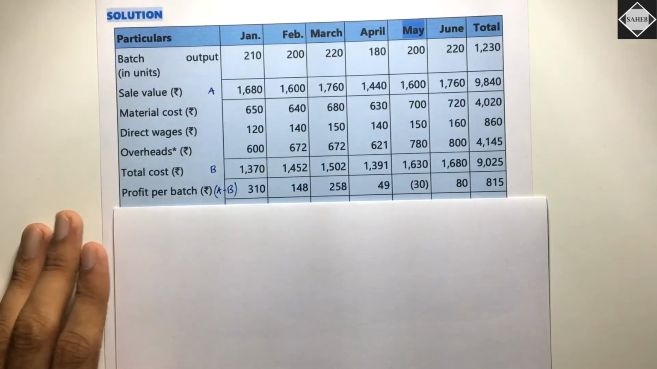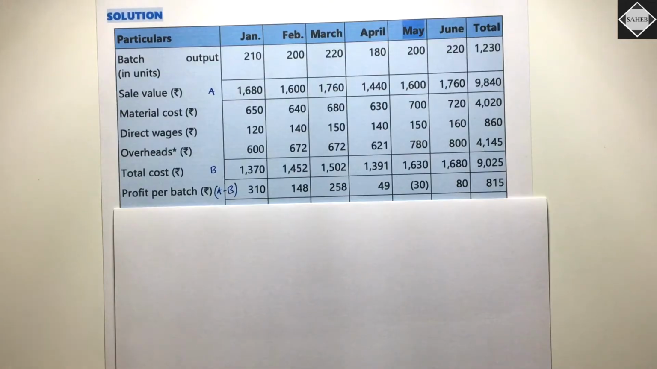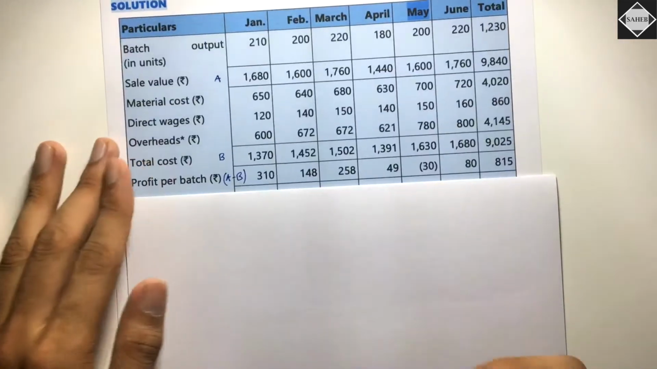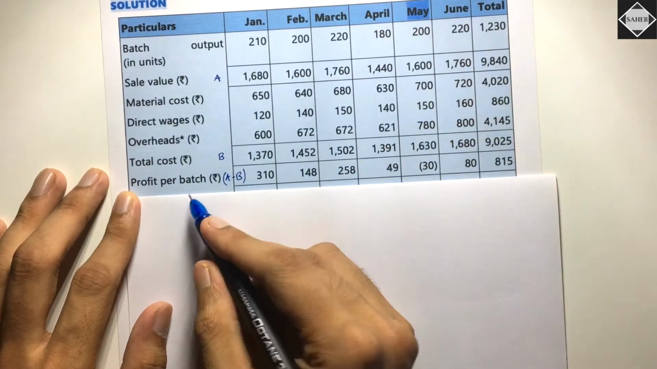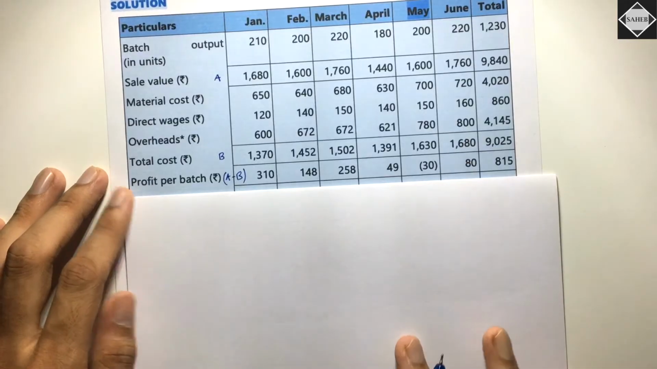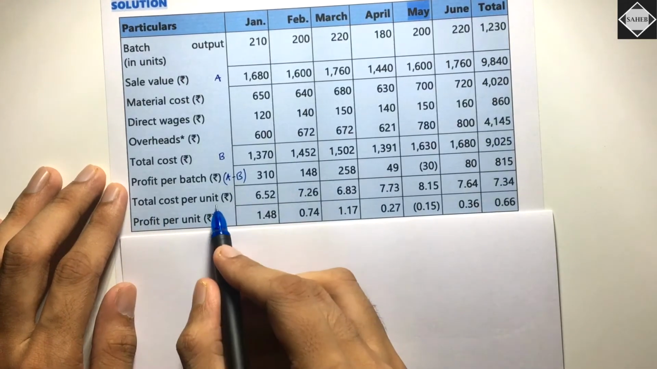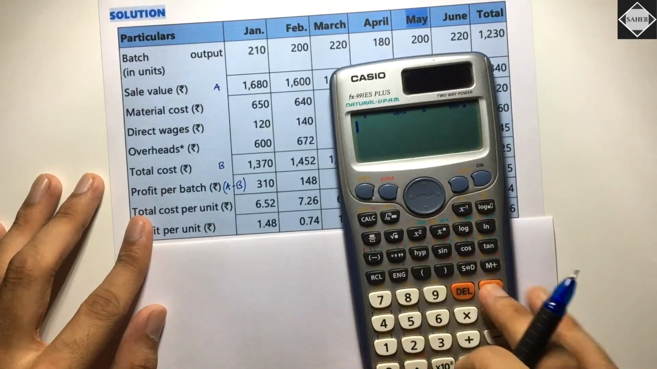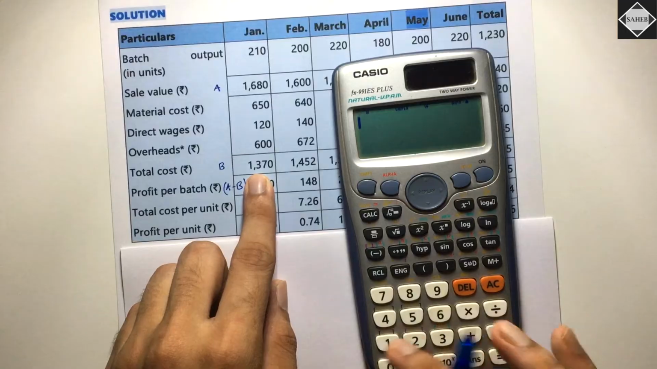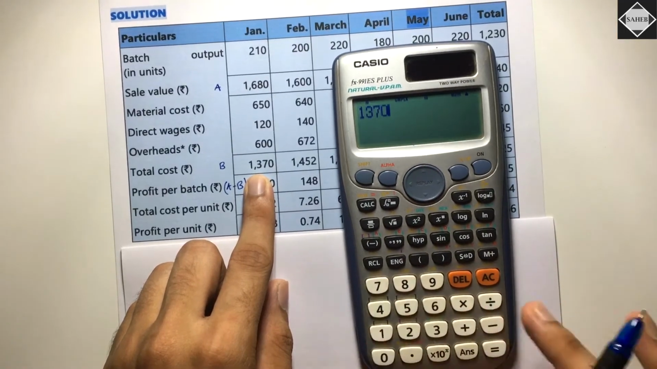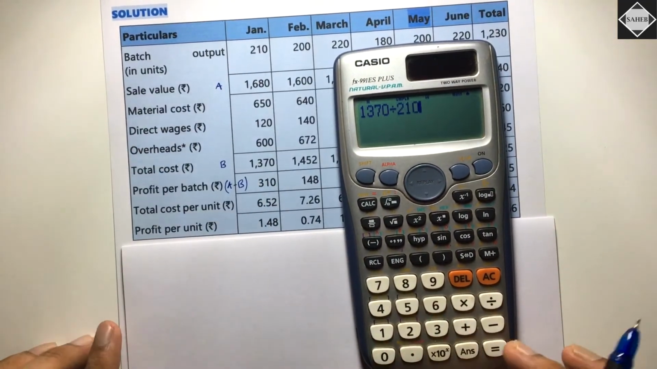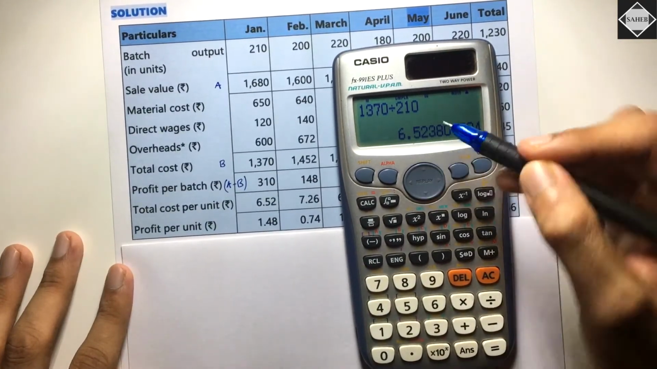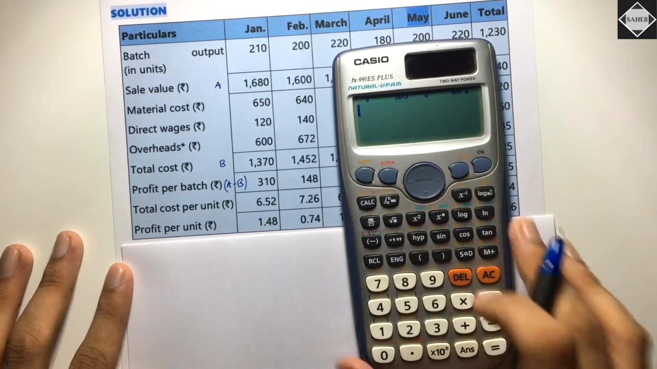Right? So how will you calculate? It's really simple. See here, you have the batch output. Now you will just simply divide the cost by the output, profit by the output. You will get the per unit figures. You all know that. See, total cost per unit, how did they get this 6.52? Just take the total cost of January, that's 1370, divide by 210, the actual output, so you will get 6.52. Just take the two decimals, 6.52. Is it clear? Simple. Let's see February.